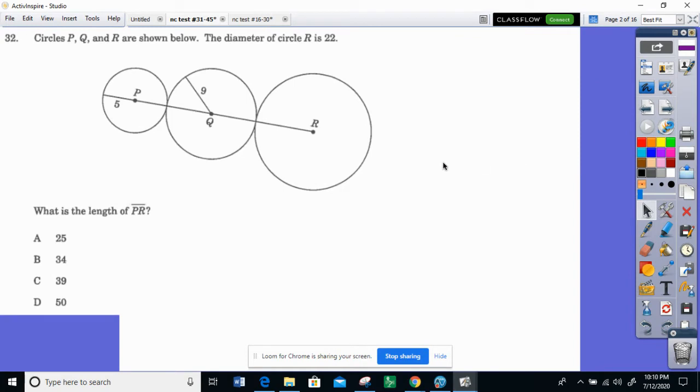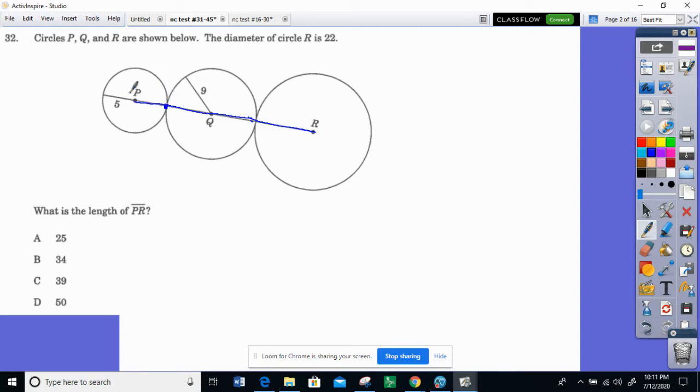Number 32 says circles P, Q, and R are shown below. The diameter of circle R is 22. What is the length of segment PR? So from P clear all the way over to R, which I'm highlighting here, and eventually I'm going to highlight it correctly. There we go. Well, we need to know the length of each part of this segment.